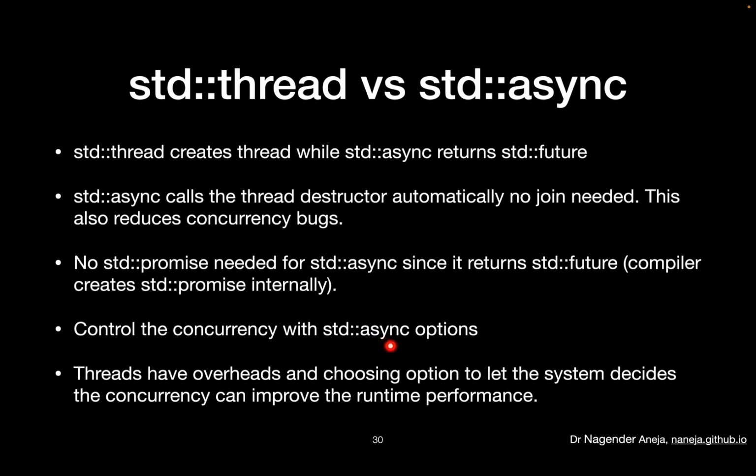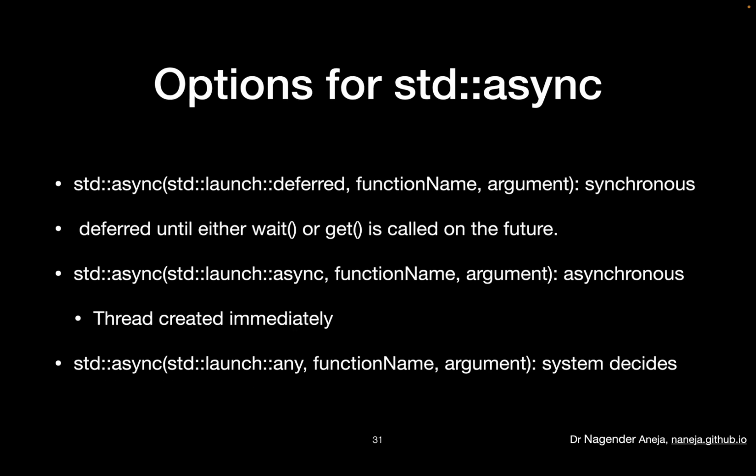So with that option, we can say that now I don't want concurrency, with just one minor change. That's the option. Threads can have overhead, and choosing the option to let the system decide the concurrency can improve the runtime. So we can improve the performance in case we want the system to decide whether this should be concurrent or not. So these are the three options for std::async.